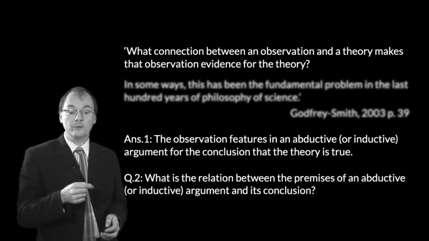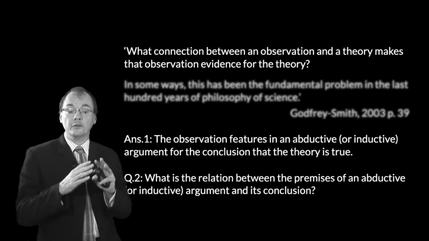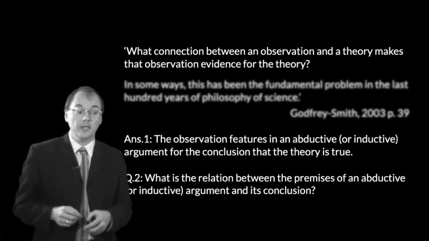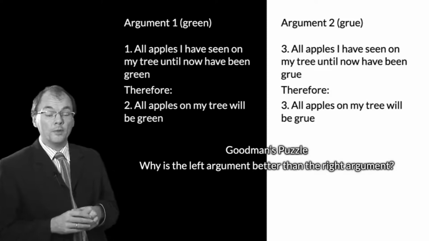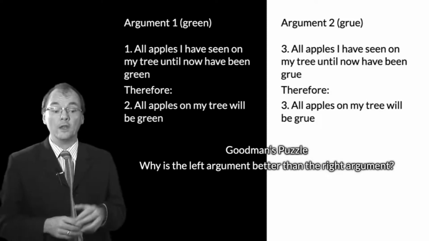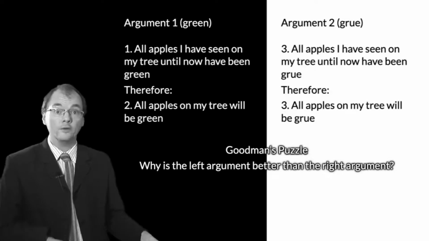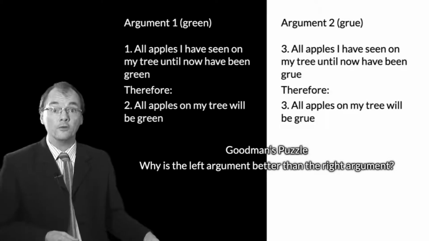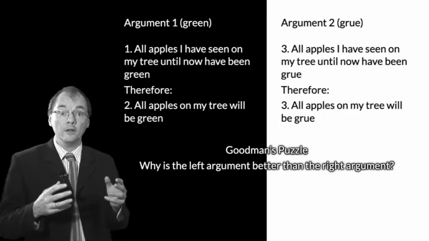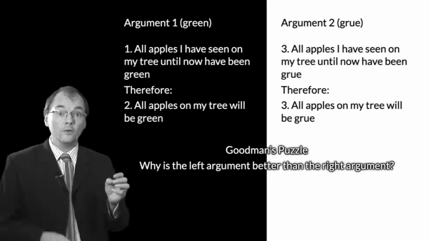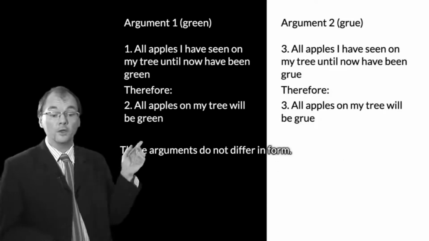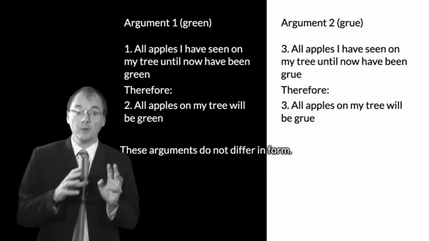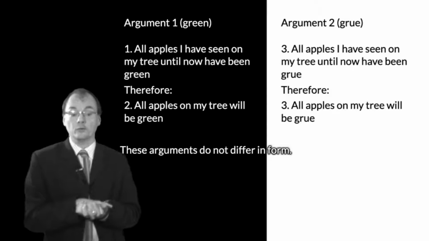And Grue is relevant because it tells us that there is a certain thing that we can't give in answer to this question. Let me explain. A lot of the time when people are focusing on Goodman's puzzle, they're focusing on the question, why is the left argument better than the right argument? And indeed, I've encouraged you to focus on that question, and we can answer that question. But that's not the deepest and the most relevant thing that we can get out of Goodman's puzzle. Not at all. There's something much more interesting that this puzzle shows us.